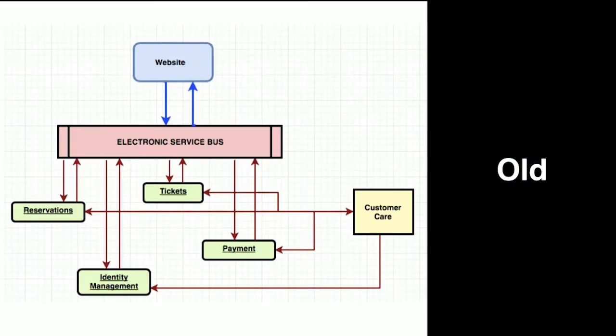So at the right, you can see customer care. If someone called, hey, what happened to my order? Oh, they had to look first in the payment, and then they had to look in the reservation, and then they had to look for identity management because maybe your address was wrong. It was quite cumbersome for them.